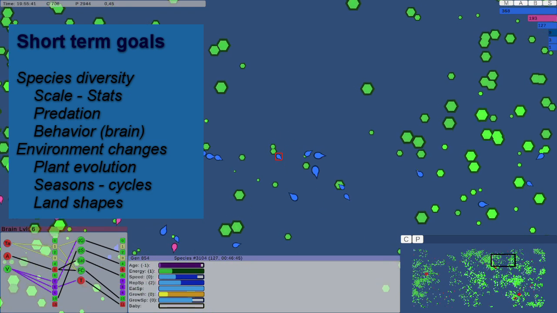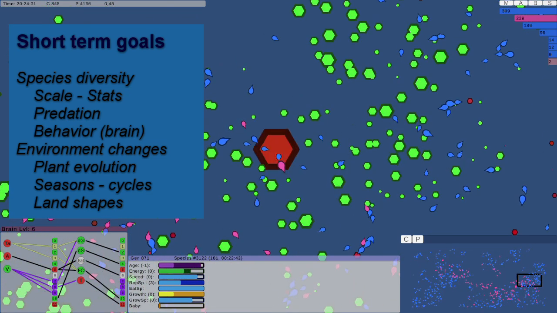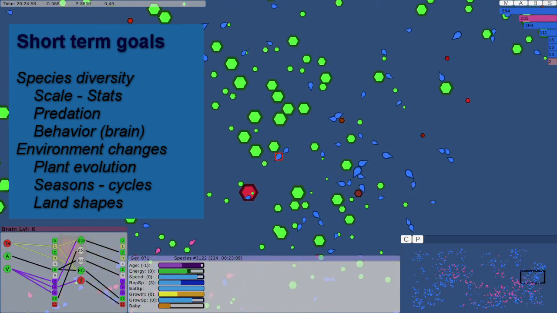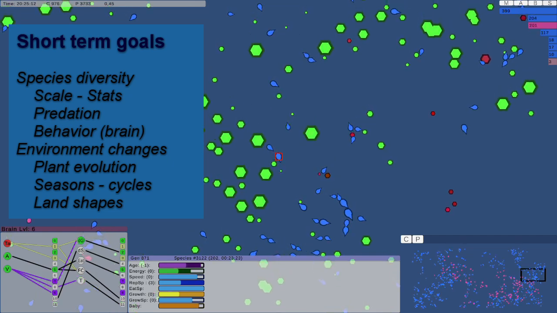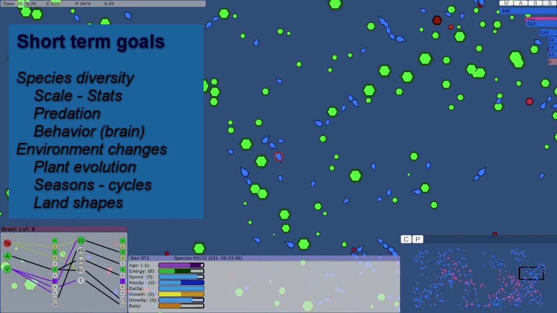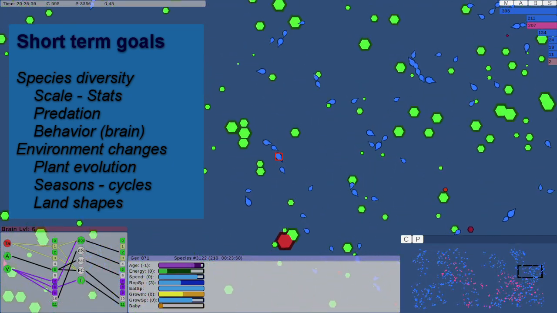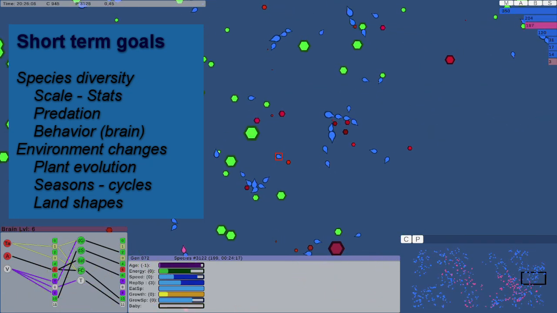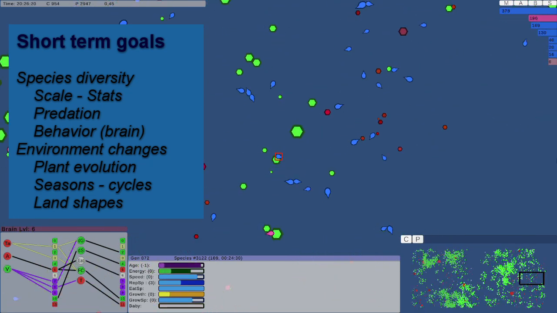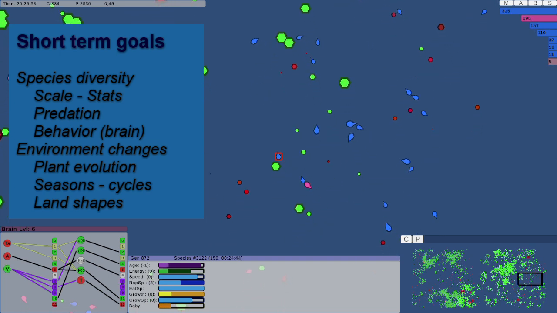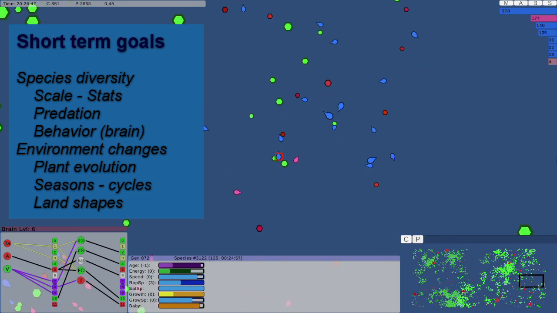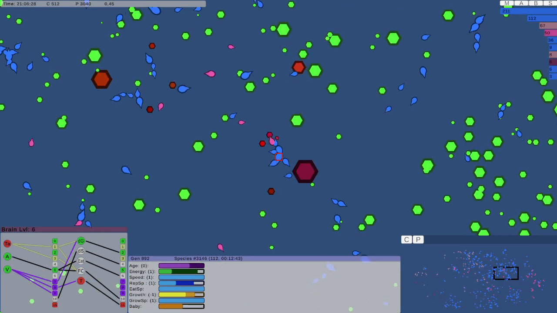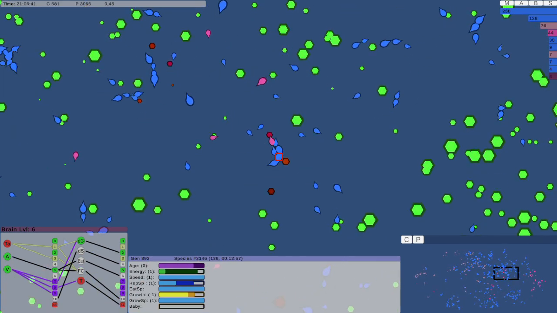Obviously, a lot of this diversity is going to be driven by the environment, so the first thing to do is to change the environment. I'm going to implement plant evolution, so we can have different types of plants and different species eating only one type, which will hopefully put an end to the resource problem. I will also have seasons and cycles to see if the species can adapt over time to a different environment. Finally, I will introduce some lands, so that species on different parts of the map can evolve separately and be reunited at a later stage.